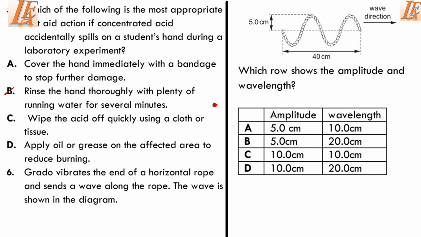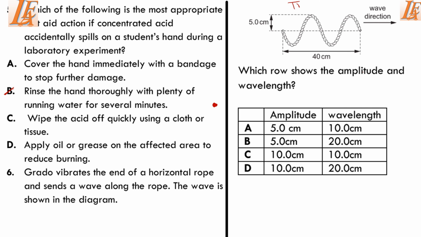The sixth question, Grado vibrates the end of a horizontal rope and sends a wave along the rope. The wave is as shown in the diagram. So we have a diagram here which shows a wave, and this wave we call a transverse wave.